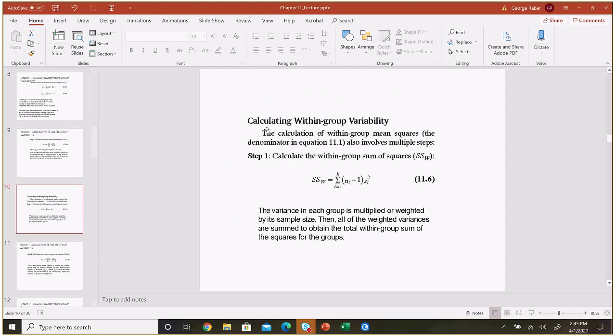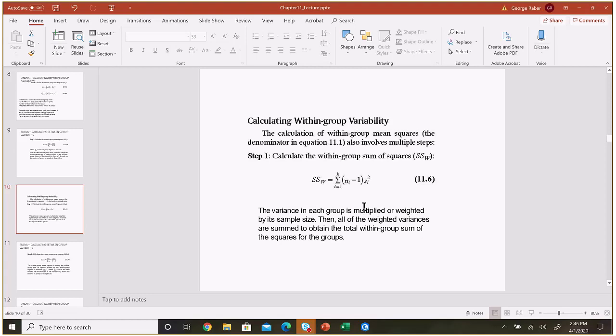Okay, now we're going to do the denominator. The denominator is the within group variability. So let's look at how we calculate that. Well, what we do is we take the variance for each group and we weight the variance for each group by the number of observations in that group. Okay, so we've got the group variance and the number of observations, and we add those up.